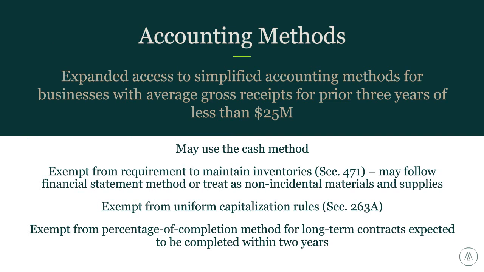The new law does greatly expand the availability of several simplified accounting methods for taxpayers with average gross receipts of less than $25 million. Specifically, such taxpayers would be permitted to use the cash method as their overall method of accounting and would be exempt from the requirement to maintain inventories, generally permitted to either follow their book method or to treat these inventory items as non-incidental materials and supplies. They would also be exempt from the uniform capitalization rules and the requirement to use the percentage of completion method for any long-term contracts, which are expected to be completed within 2 years.